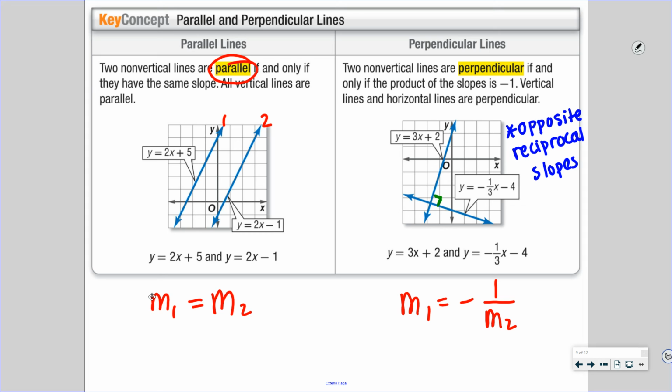So technically, slopes of 0 and slopes of undefined are opposite reciprocals of each other, right? They form a 90-degree angle. Those are perpendicular lines, vertical and horizontal lines.